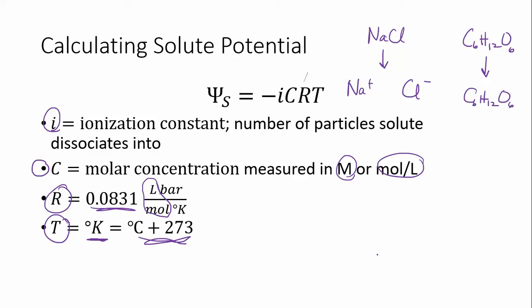And if you had, let's say, CaCl2, that is going to dissociate into a calcium ion and 2 chlorines. That would have an ionization constant of 3. Also, pay attention to the fact that you've got a negative sign there. So whatever answer you get here, you're going to make it a negative value, because remember, solute potential is always negative.